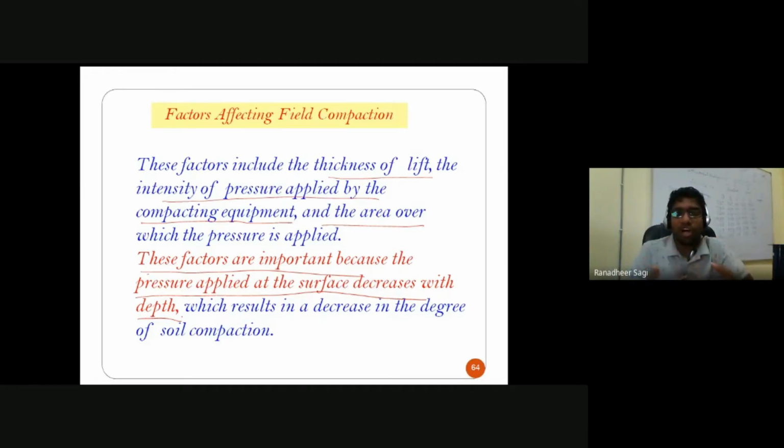Then the amount of compaction you achieve in the deeper layers is significantly less compared to your top layers. That's the reason why we say do not compact your soil by placing it in a higher lift, in the sense of higher thicknesses at a time. Rather, place it in smaller thicknesses of soil layers and then compact it, so that you achieve better strength for that soil with proper compaction carried out in the field.